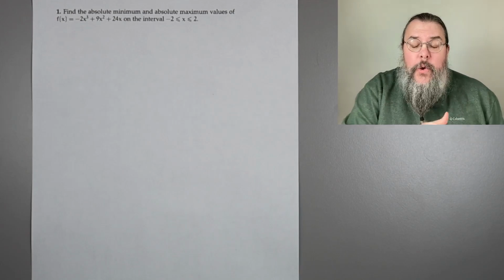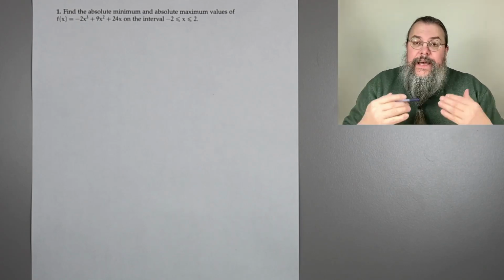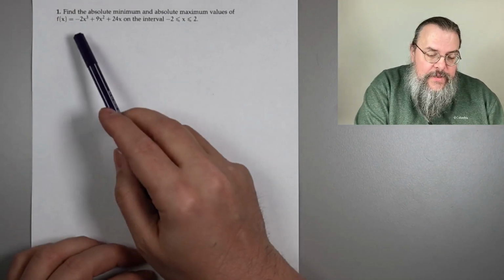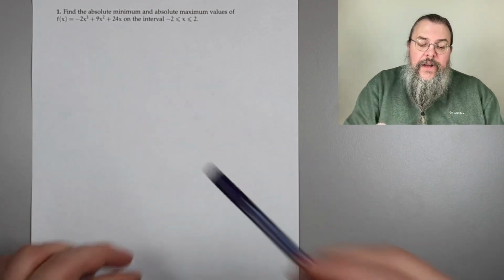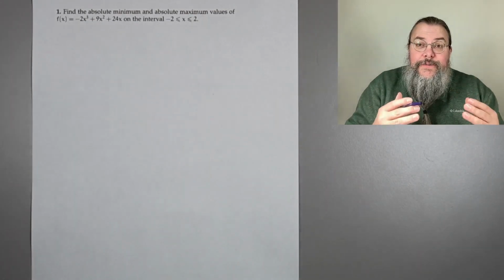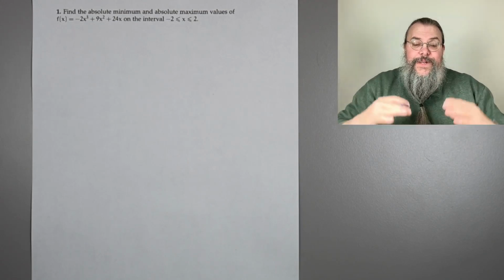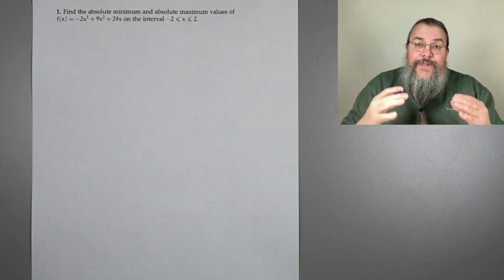Number 1, we're asked to find the absolute minimum and absolute maximum values of a function f of x, which is minus 2x cubed plus 9x squared plus 24x, on the interval from -2 to +2. Okay, absolute max and min, absolute. And so, how does this one go?